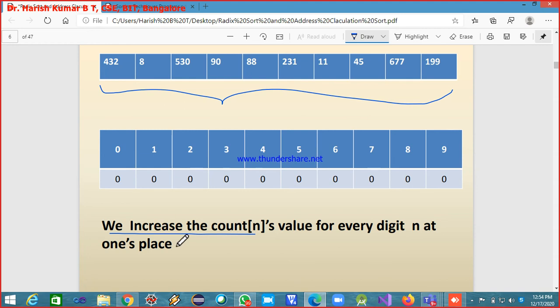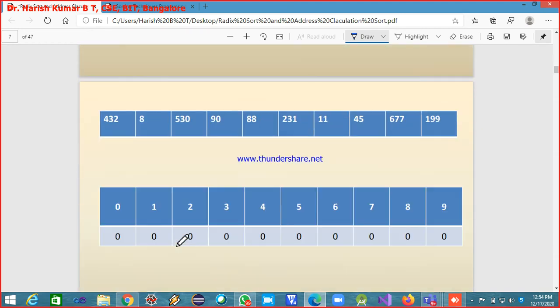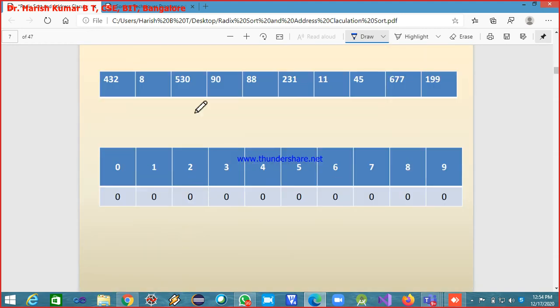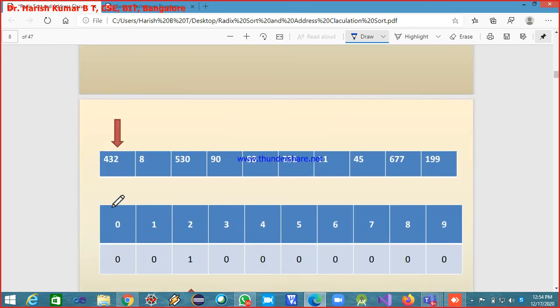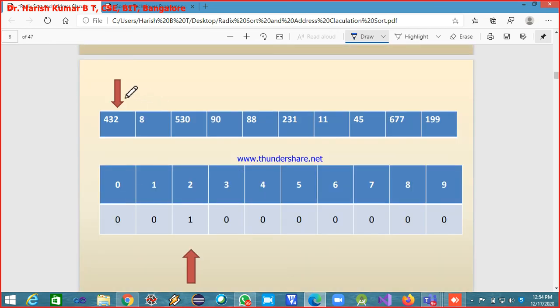Okay. Now how to do that? I'll show you. This is my original unsorted array, and these are the index values, and this is the current count value initially initialized to 0. Now I am starting from the first number. What is the first number I am having? 432. What is the digit at ones place? The digit at ones place is 2. Hope people are following?